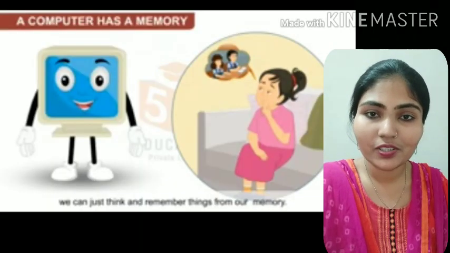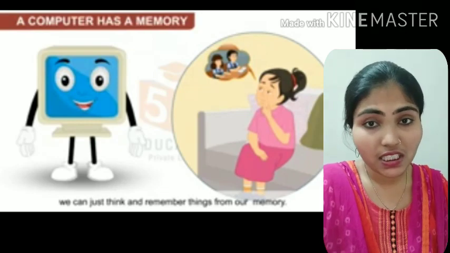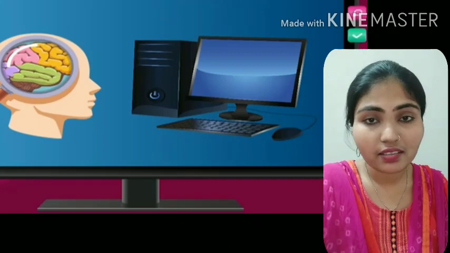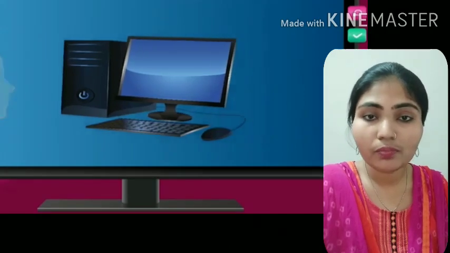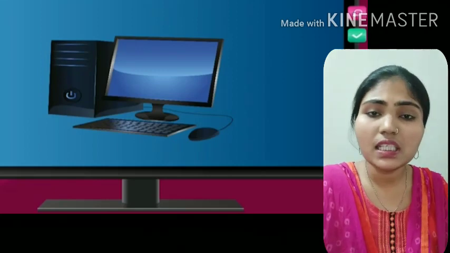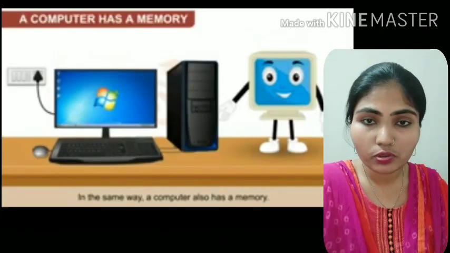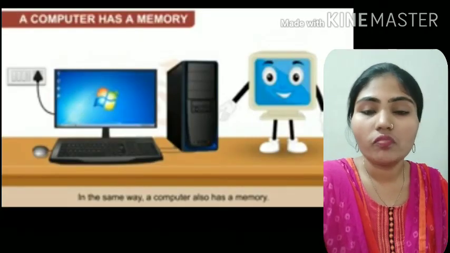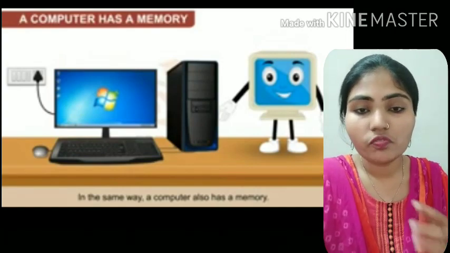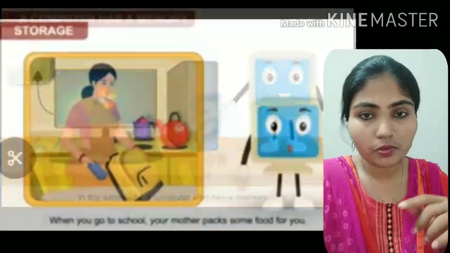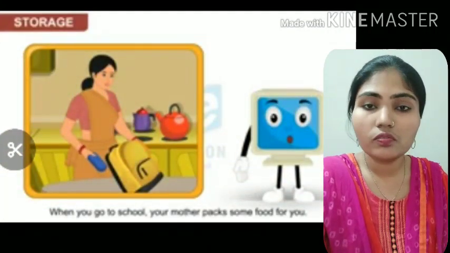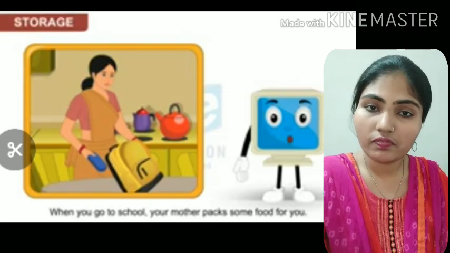We human beings, whenever we need to recall any data, we think and remember things from our memory, that is, from our brain. In the same way, a computer also has a memory. Whenever we need any information from the computer, we can get it from its memory. We use different storage places to keep our things safe.